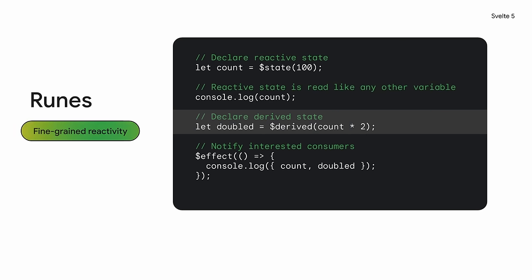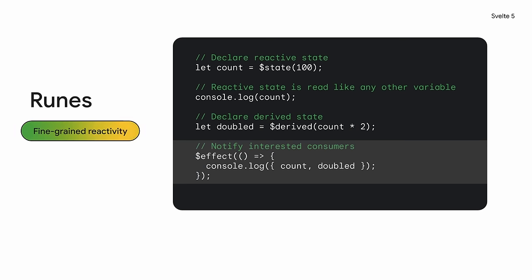To declare derived state, in other words, state that is derived from another state, use the derived rune. And lastly, to trigger effects, use the effect rune. The effect function will automatically subscribe to any state values that it reads and then trigger its callback after the DOM has been updated. This is just a high-level overview of Svelte 5's new rune syntax. You can try it out today, either on a per-component basis or throughout your entire app.